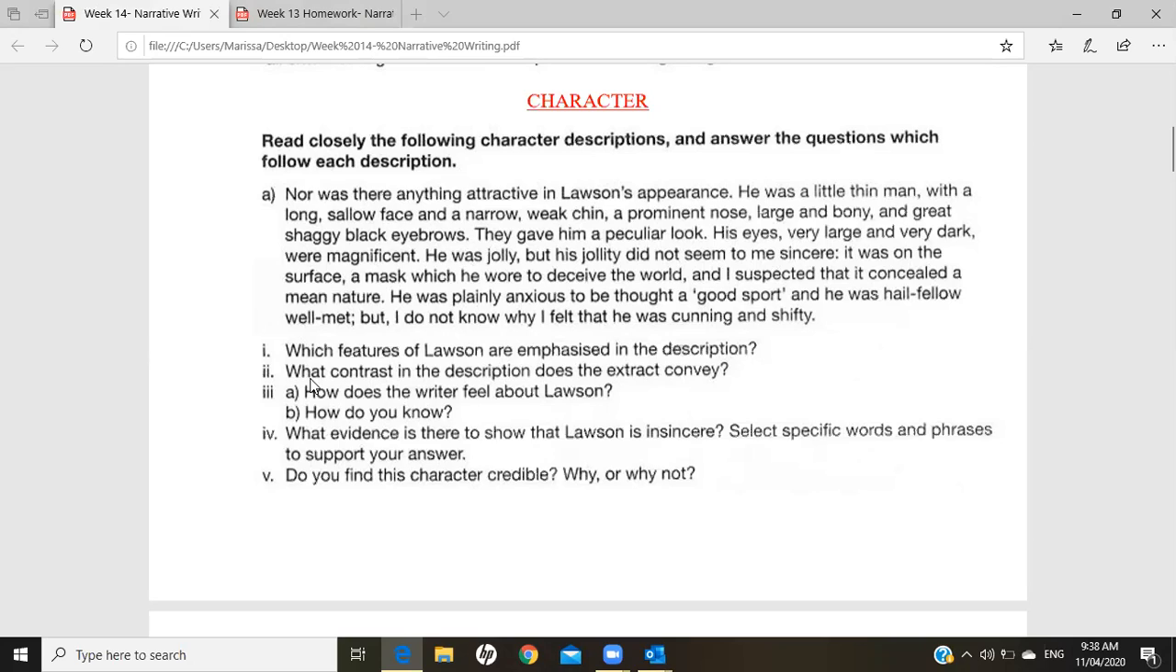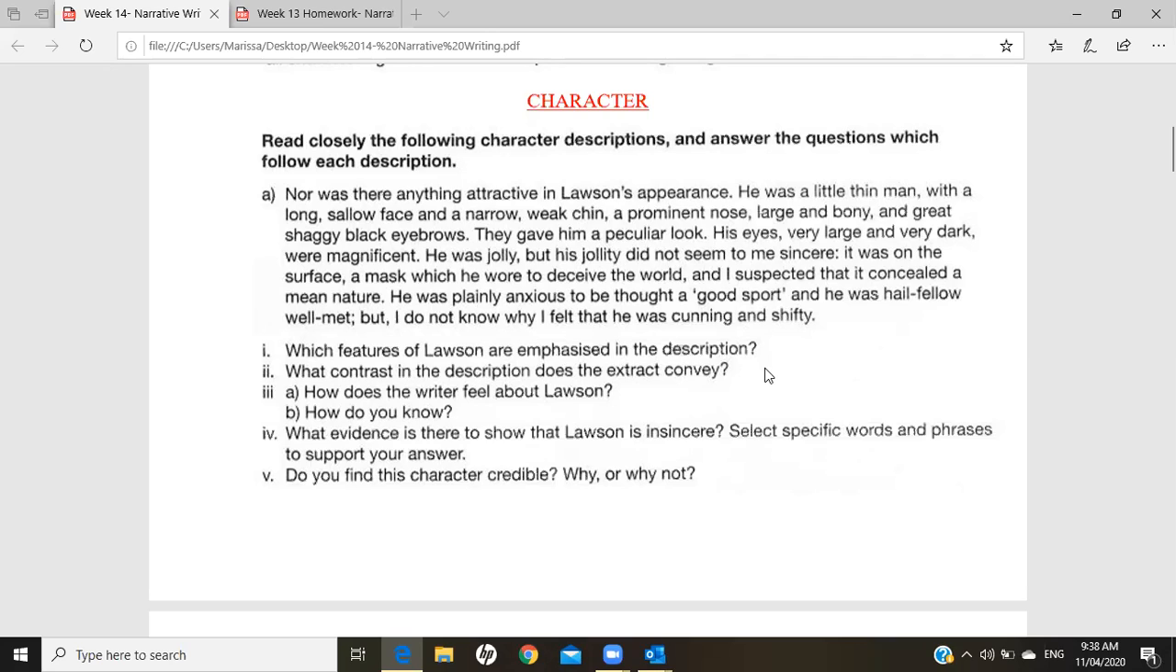Good. Number two says, what contrast in the description does the extract convey? So remember, contrast has to do with opposites, right? So do y'all see anything being contrasted when the writer is describing Lawson? So in the description, do you see any contrast? Maybe the writer says one thing and then the writer says the complete opposite. So that's a contrast. Do y'all see any contrast taking place in this paragraph?